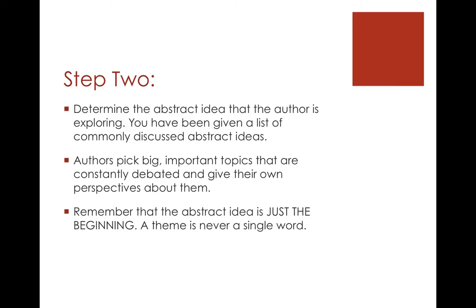Step 2. Determine the abstract idea that the author is exploring. You have been given a list of commonly discussed abstract ideas. Look at that list and try and determine which abstract idea is the most important one for the text that you're working with. Authors pick big, important topics that are constantly debated and give their own perspectives about them. So remember that the abstract idea is just the beginning. A theme is never a single word. It's the author's perspectives or opinions about that important idea.